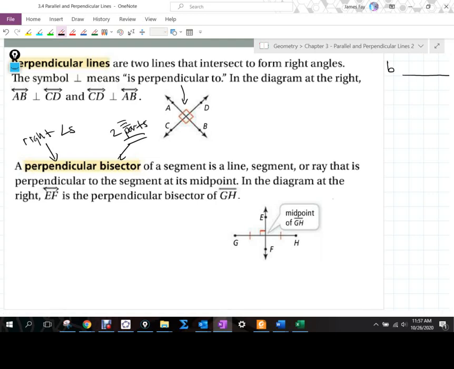A perpendicular bisector has to be done to a segment. So segments are the only things that can be bisected, right? Lines cannot be bisected because lines don't have middles. They don't have a midpoint. But a perpendicular bisector of a segment is a line, a segment, or a ray that is perpendicular to the segment at its midpoint. So in the diagram here, I show you that EF is the perpendicular bisector of GH.